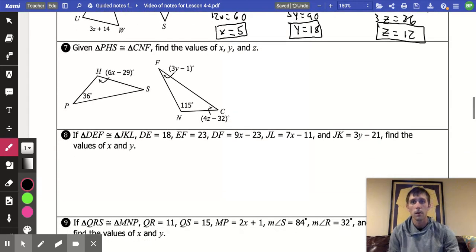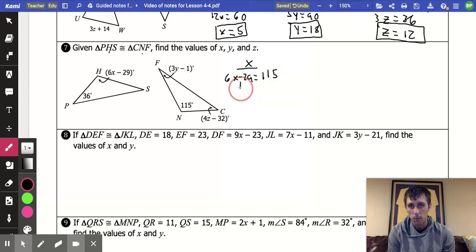Okay, now find the values of x, y, and z, but now we're going to deal with angles, all right? So x is in 6x minus 29 equals what? X is in angle H. Angle H is the middle one, so I need the middle one over here, which is angle N, which is 115. So add 29. 6x equals 144. Divide by 6, and x equals 24.